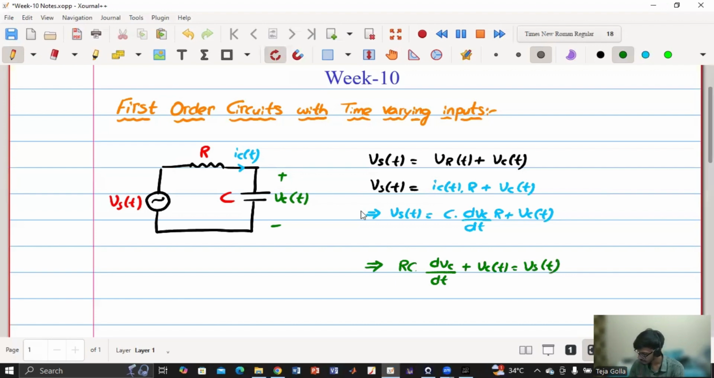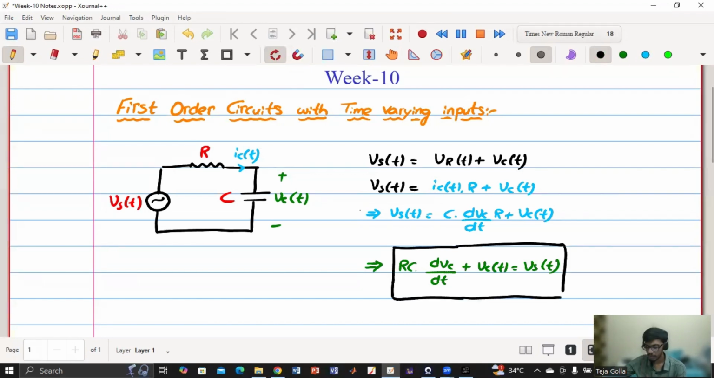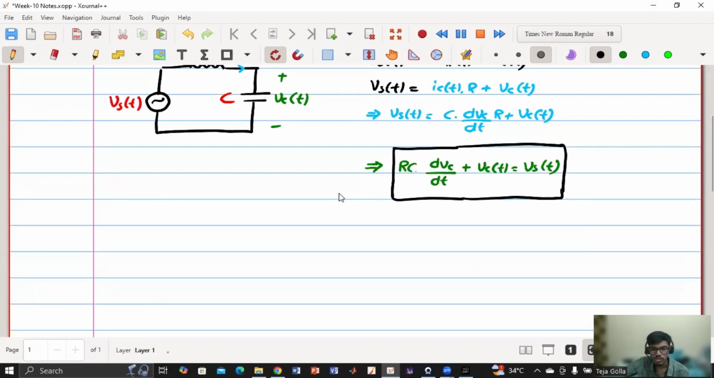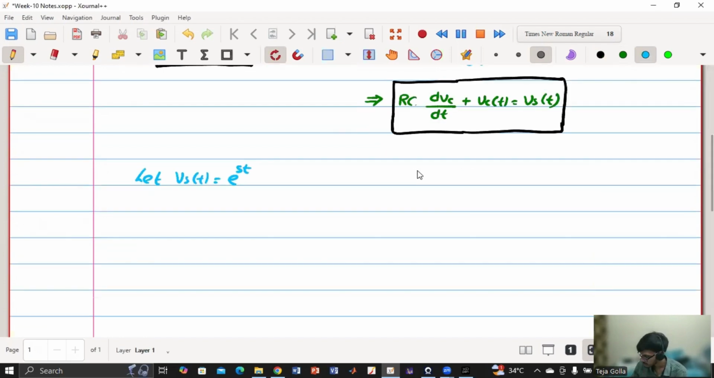This is the expression we studied last week, and we are very much aware of it because we have been studying it for the past couple of weeks. In the previous week, Vs of t was a constant, and we obtained Vc of t. Now let us assume Vs of t is some exponential: Vs of t is equal to e to the power st, where s is some constant.